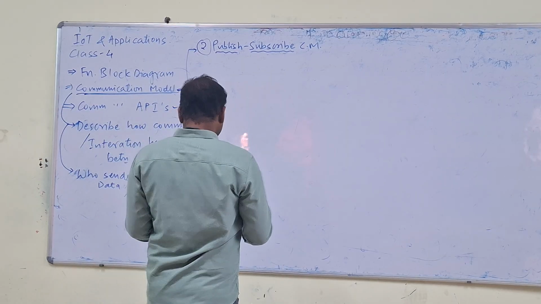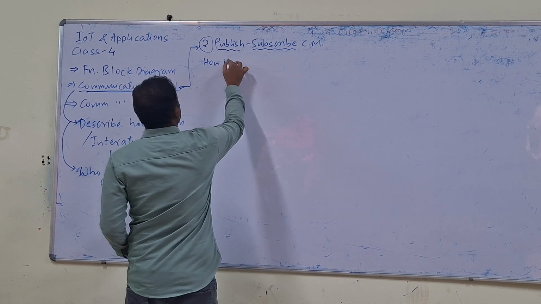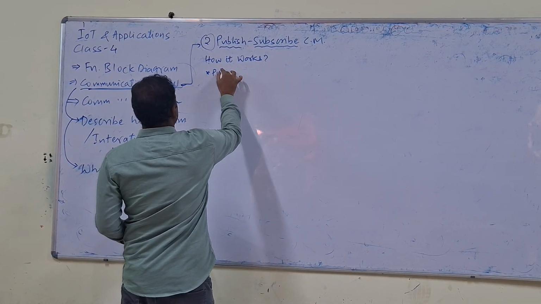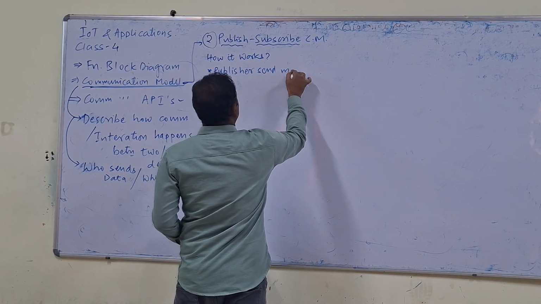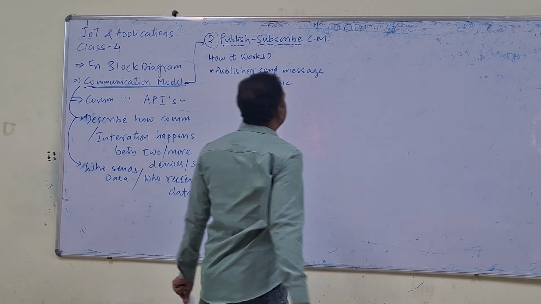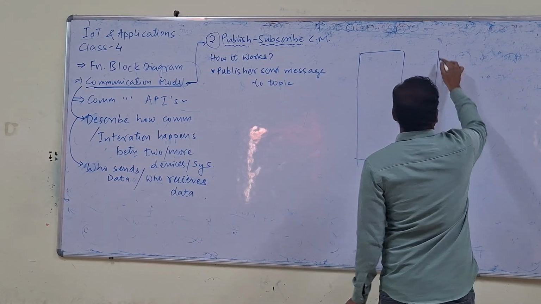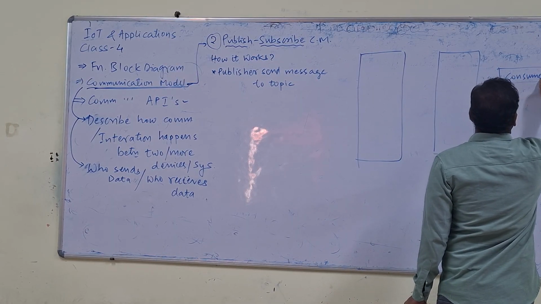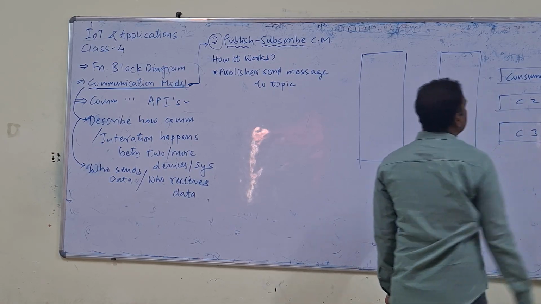Right. So, in the publish subscribe model, how does it work? The publisher sends a message to a topic. I will explain with the proper diagram. I have consumers here, consumer 1, consumer 2, consumer 3.